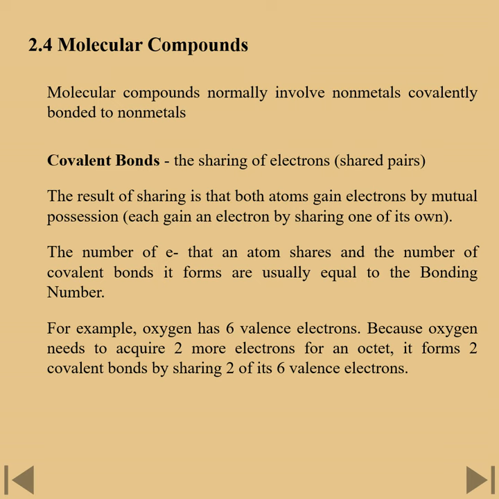Now the number of electrons that are shared is the same as the bonding number, and that's going to be the number of bonds that are formed. So for example, oxygen has 6 valence electrons, 6 outer electrons, and it wants 8, so it wants 2 more. And we can just tell that by looking at the periodic table. Oxygen wants 2 more electrons to be like neon. So it has a bonding number of 2, and hence it's going to form 2 covalent bonds.